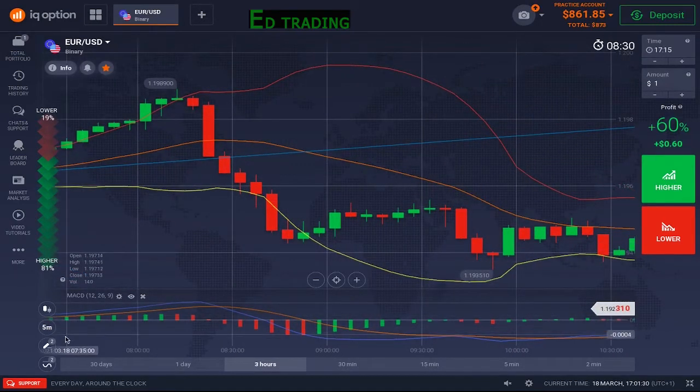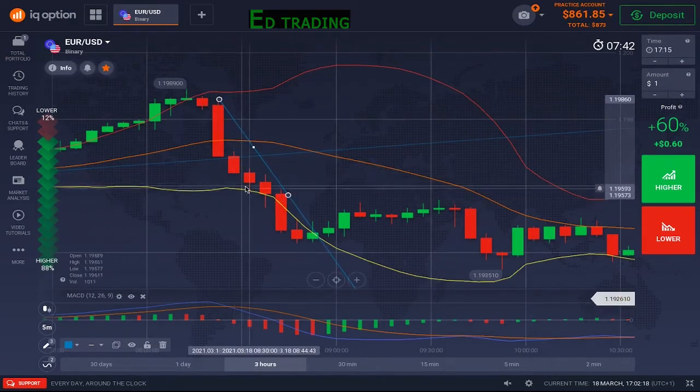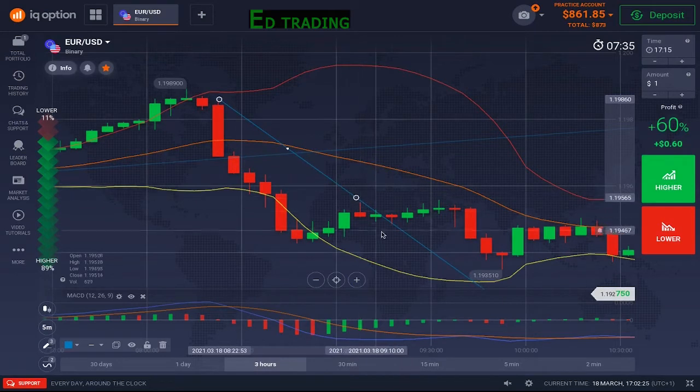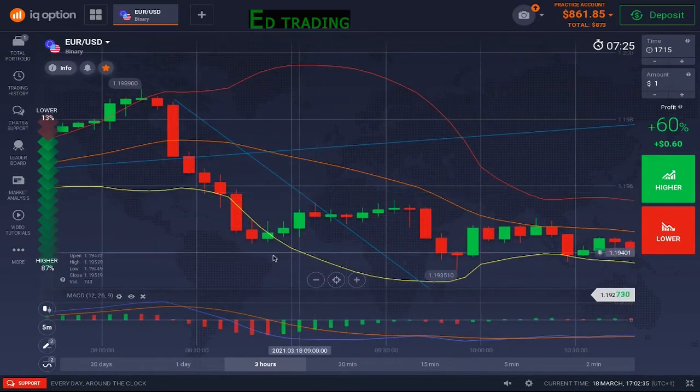Then you wait for a break at the lower Bollinger Band here, touching this candle. But now you see that this candle is so close to the lower Bollinger Band. So you wait for a weakness, then you draw your trend line. After the break of the weakness, you buy. Then you wait for a break.